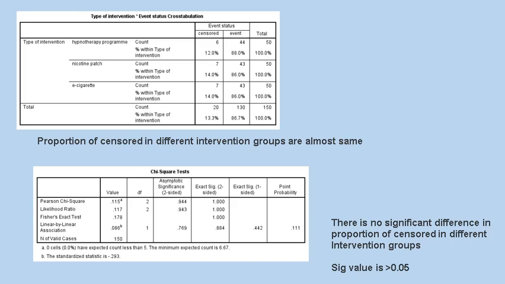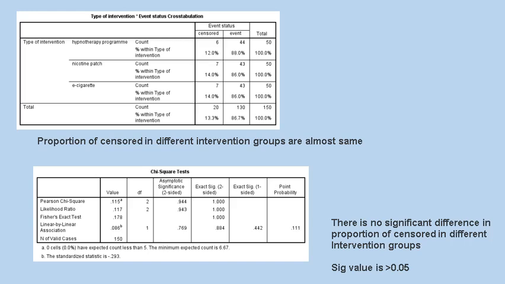These are the results. Okay, for hypnotherapy program, percentage of censored is 12%. For nicotine patch program, percentage of censored is 14%, and e-cigarette program, percentage of censored is 14%. The finding is like that. Proportion of censored in different intervention groups are almost same.